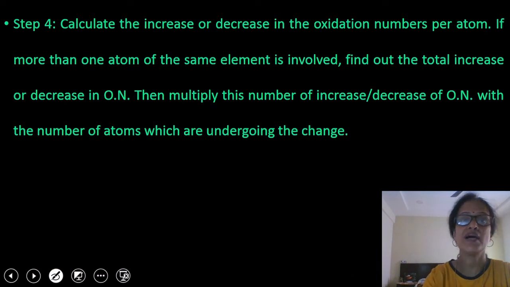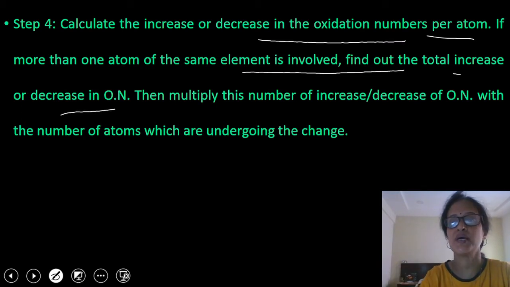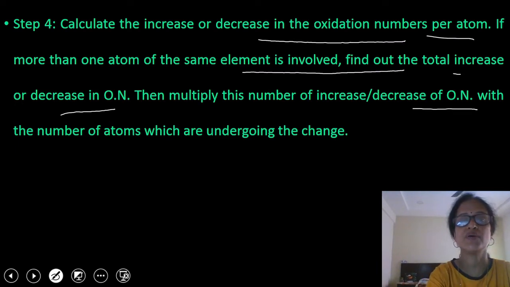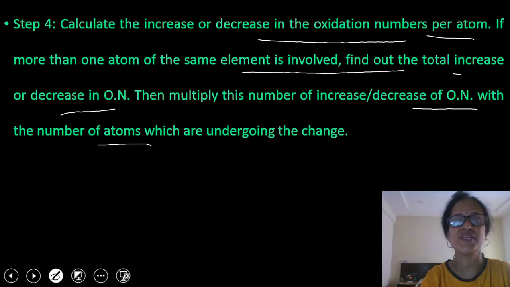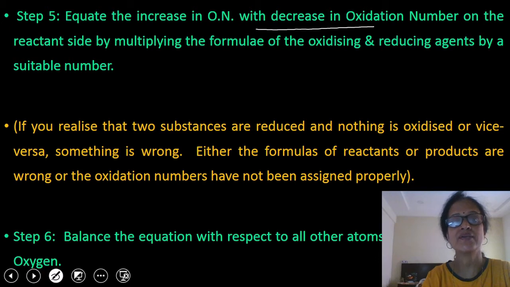Step 4: calculate the increase or decrease in oxidation number per atom. If more than one atom of the same element is involved, find out the total increase or decrease in oxidation number. Then multiply this increase or decrease of oxidation number by the number of atoms undergoing the change. This step will become more clear once we discuss a few examples. Step 5: equate the increase in oxidation number with the decrease in oxidation number on the reactant side by multiplying the formula of oxidizing and reducing agents by a suitable number.